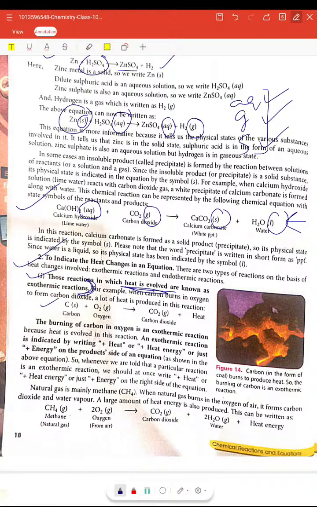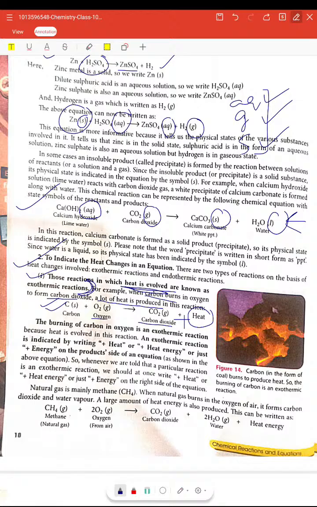Carbon plus oxygen: if we burn carbon in air, it forms carbon dioxide gas and a lot of heat energy is released, so it is an exothermic reaction. Carbon plus oxygen becomes carbon dioxide and a lot of heat energy is released. So that is called an exothermic reaction.